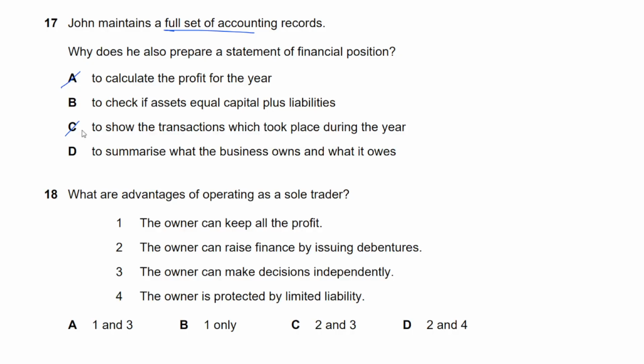preparing SOFP, just to check that assets are equal to capital plus liabilities. Although it happens as a result, they should be correct, but it's not necessarily a reason, right? It's not a reason. It's just something that happens. It's something that should be true. This could be a reason that SOFP is prepared. It summarizes what we own and what we owe others. Right? It's a summary of that. And that's the whole goal of preparing SOFP, to summarize that information.